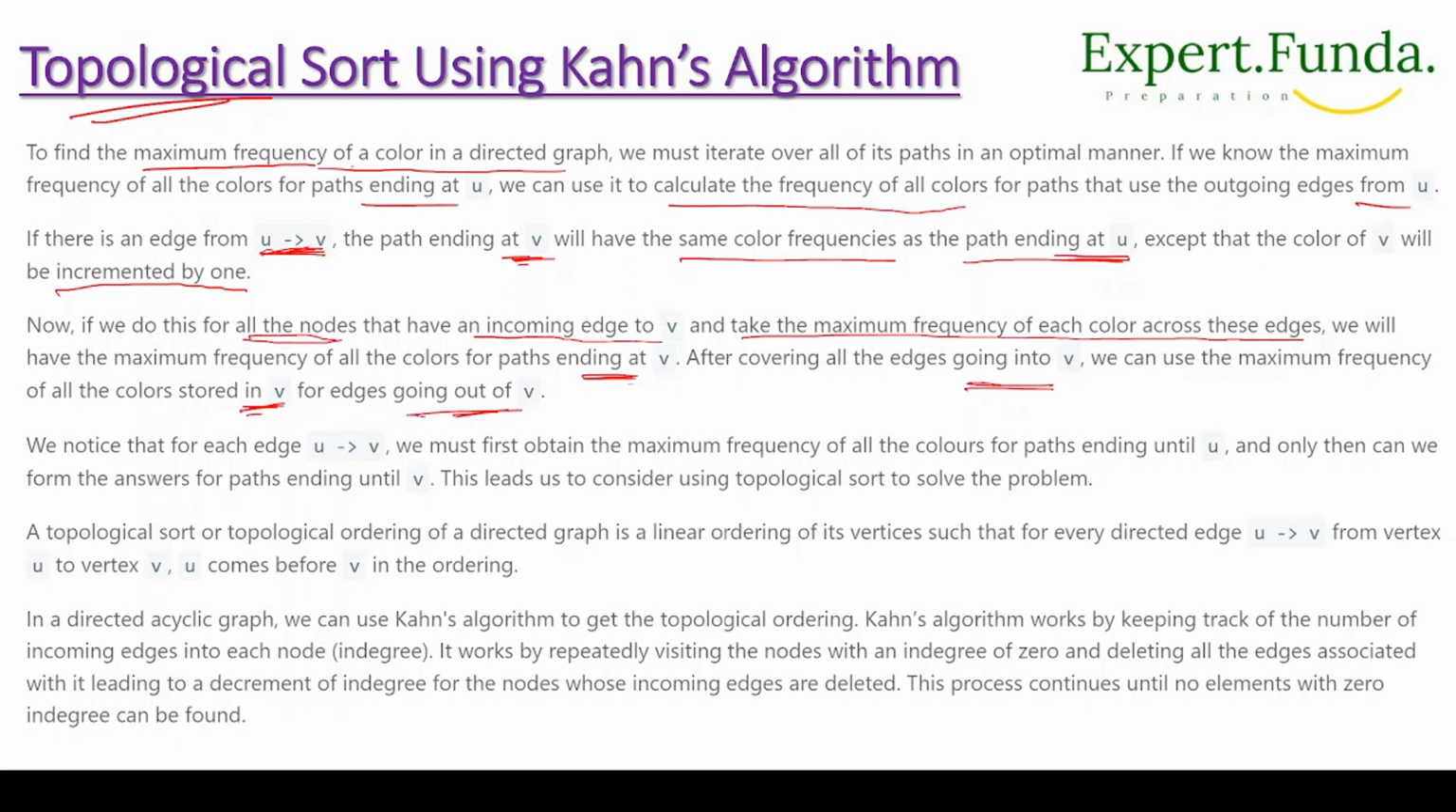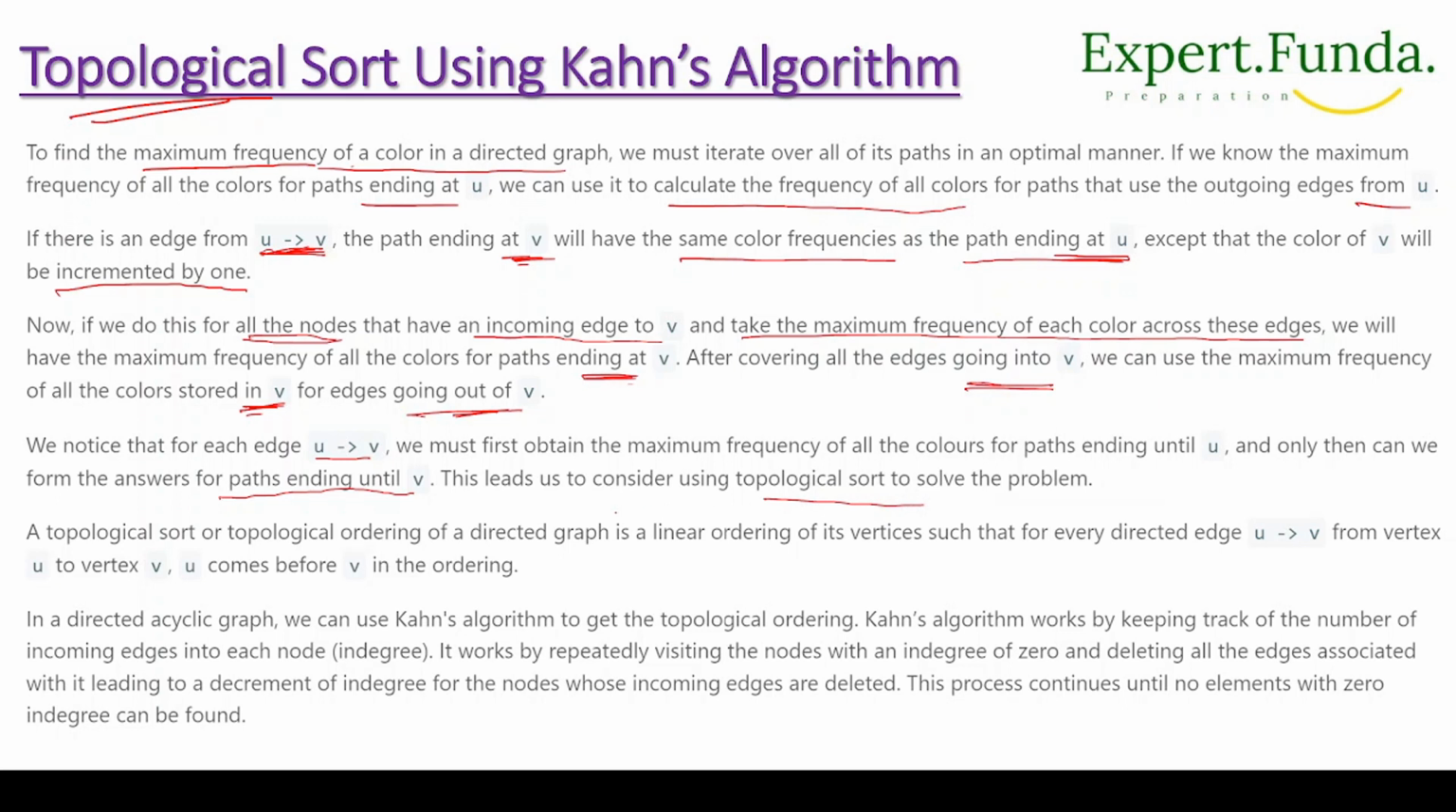Got it? Now the third thing we'll notice is that for each edge u to v, we must first obtain the maximum frequency of all the colors for the path ending at u, and only then can we form an answer for the path ending at v. So this leads us to consider topological sort to solve the problem.